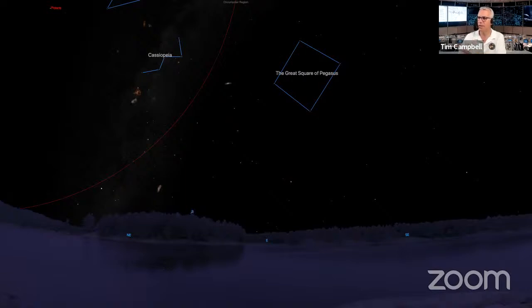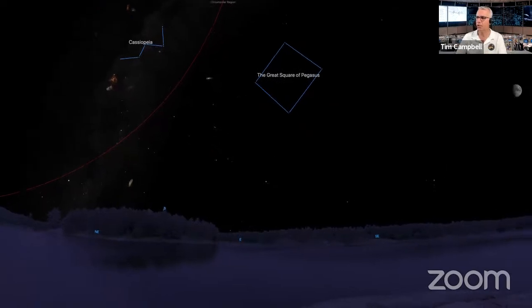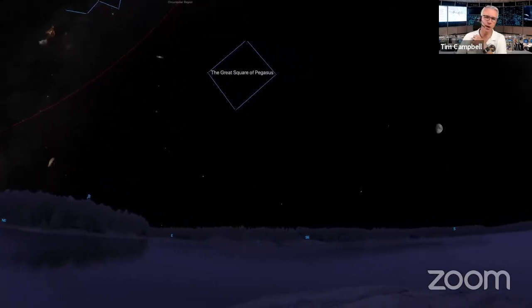remember is you are looking at a spherical sky mapped onto a flat computer screen. And so when you're actually outside in the night sky, it does in fact look just like a square. It doesn't look distorted like you see here on the computer monitor. In fact, if I kind of move it over, I can probably get it into a spot where it's maybe not so distorted and it looks a little more squarish.